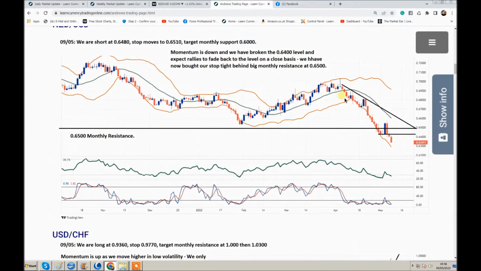Right, last of the commodity currencies, it's NZD USD. Been following this one down since we broke down from the 70 level, and this morning down, yeah, basically at 63.41. Now, in terms of this one, I expect it to go to 60. It might run on to 55.